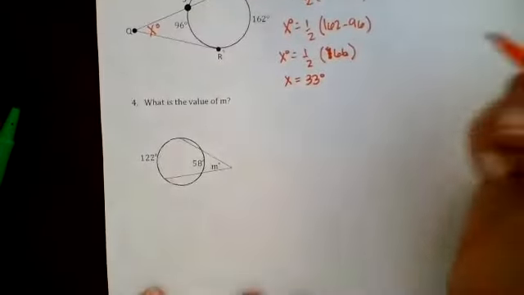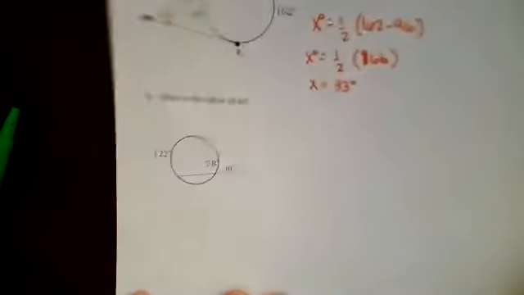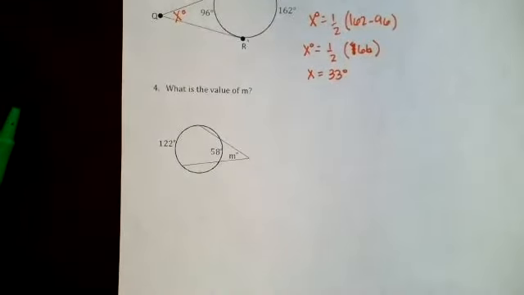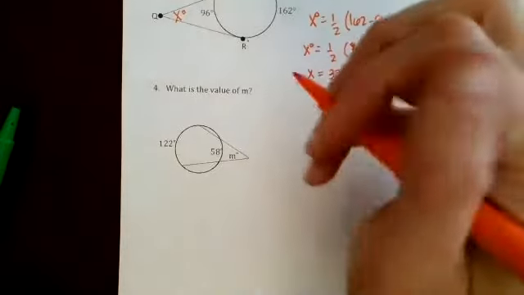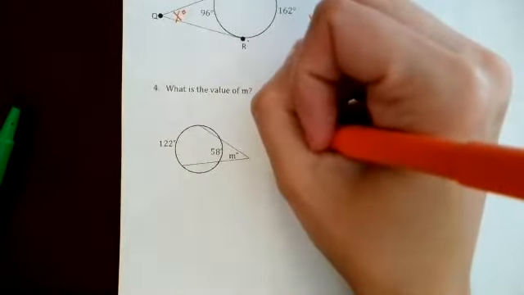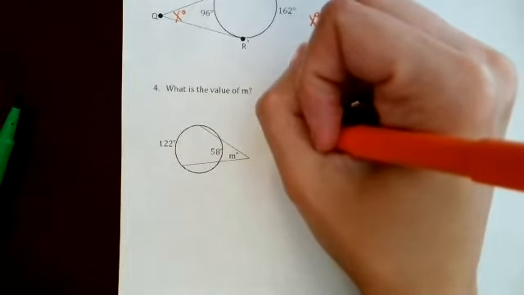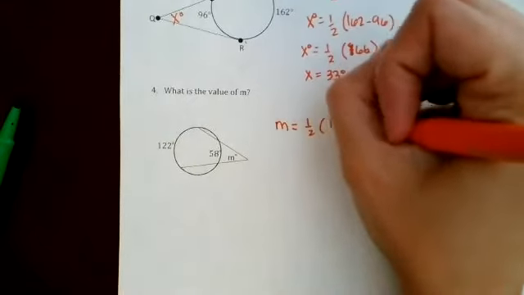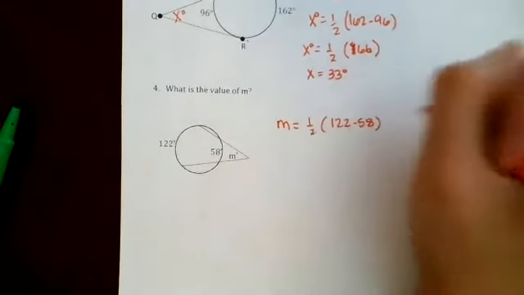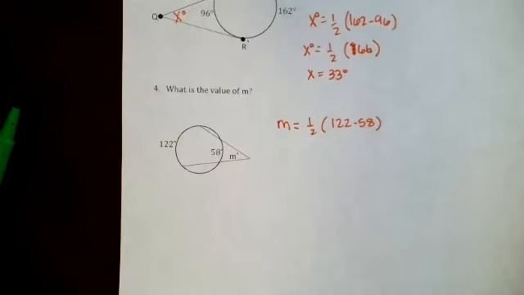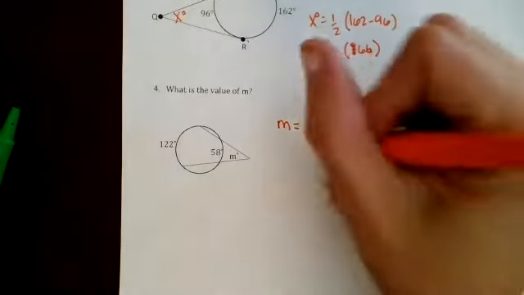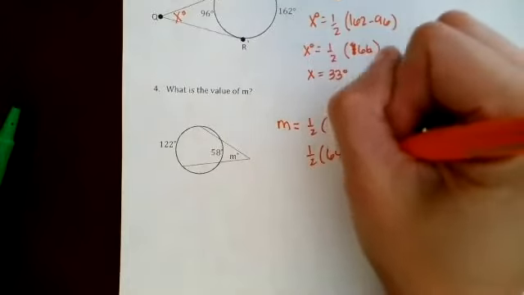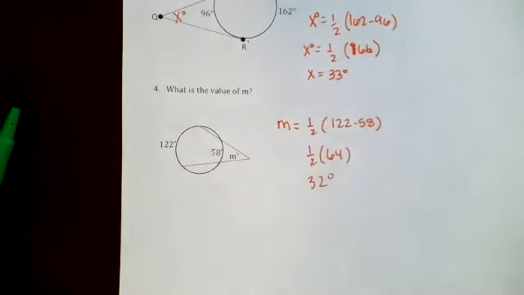All right, number 4. Again, we have two secants. So same formula we've been using. We're going to do the angle is equal to 1/2 of 122 minus 58. So I've got 1/2 of 64 is 32 degrees.